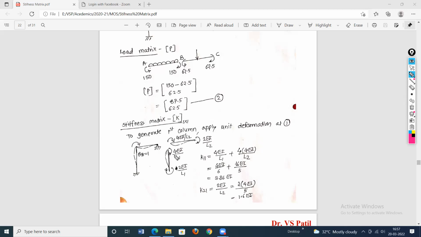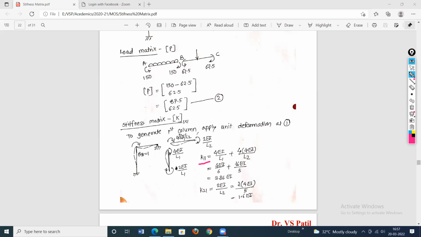Then from these two figures, we can write the elements of the first column. The first is K11, the stiffness at 1 due to unit deformation at coordinate 1. So stiffness at 1, in the sense at coordinate 1, that is at B point, what is the total rotational force?